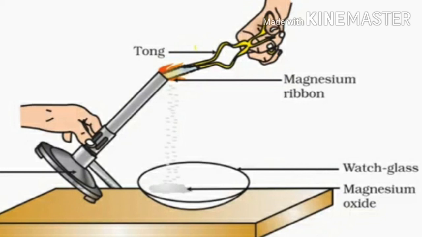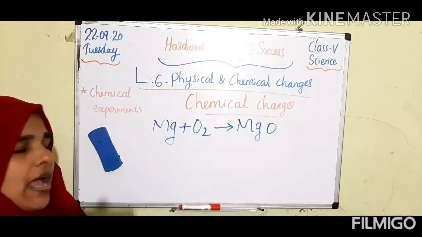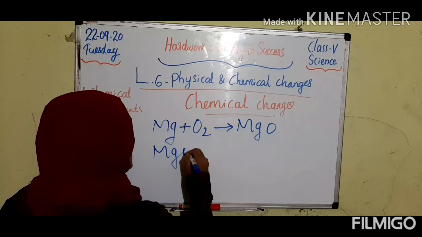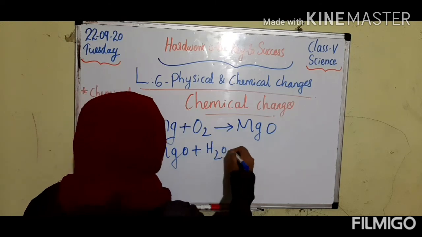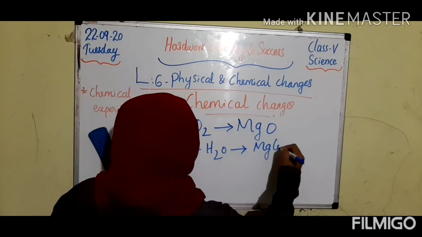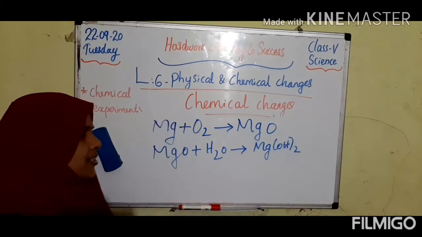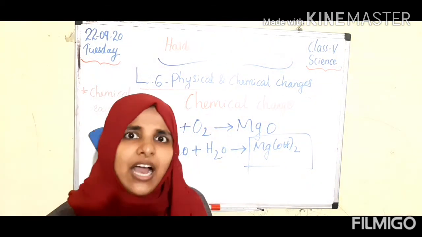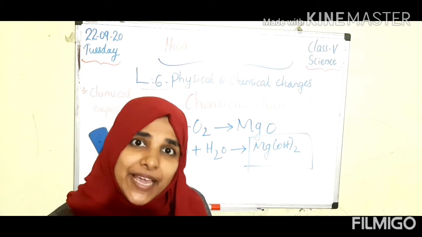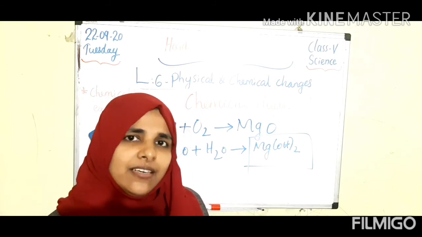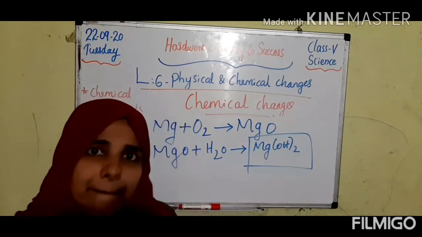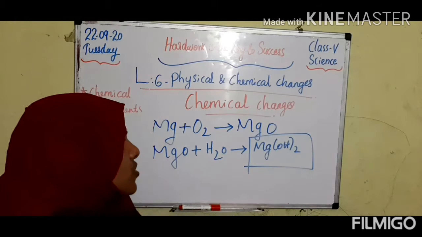Magnesium oxide is formed. Okay, a new substance. Magnesium oxide is a powdery ash. That magnesium oxide is formed, and when that magnesium oxide mixes with water, magnesium hydroxide is formed. Actually, you already learned about hydroxide. That means it is a base. In the acid and base chapter, we already learned about acids and bases. So, like this, magnesium hydroxide is a base. Okay. So this is also one chemical reaction.